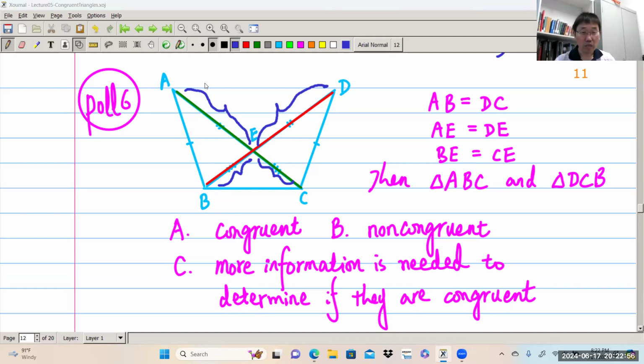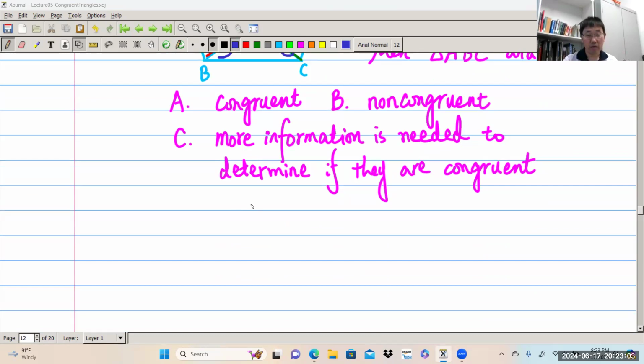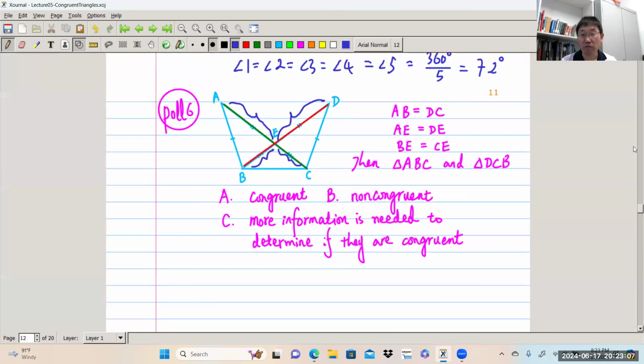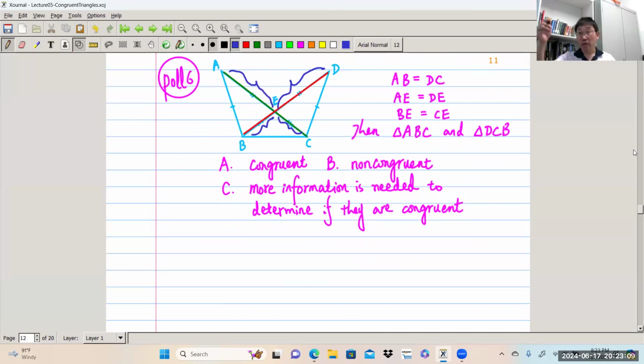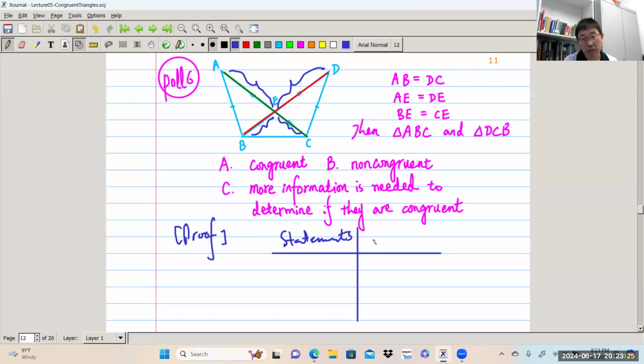So here is the proof. I want you to figure out the answer, and I want you to write down your proof in a very neat and organized manner. So if I write down the proof for this problem here, you do it like this. You write down a two-column proof, with statements and the reasons.